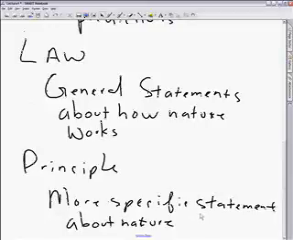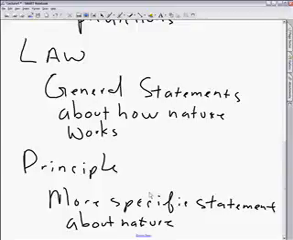So what about a principle? A principle is an even more specific statement about nature. So a principle usually applies to a very specific event. Like Archimedes' principle only works with floating objects, where a law is even more general.